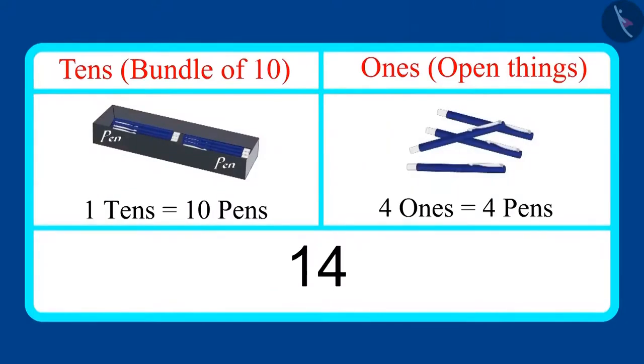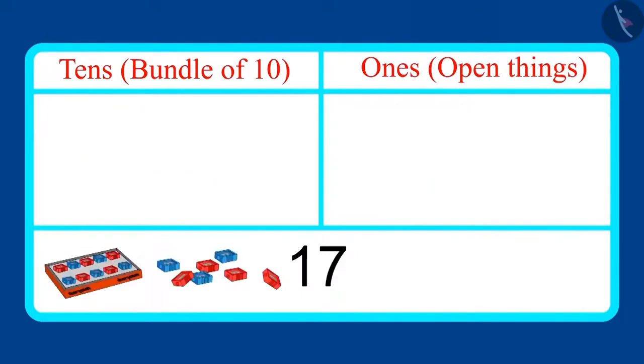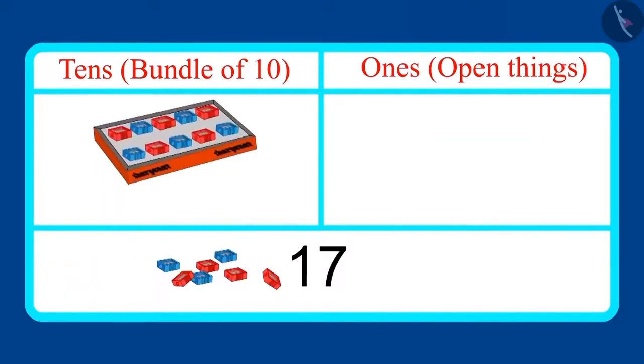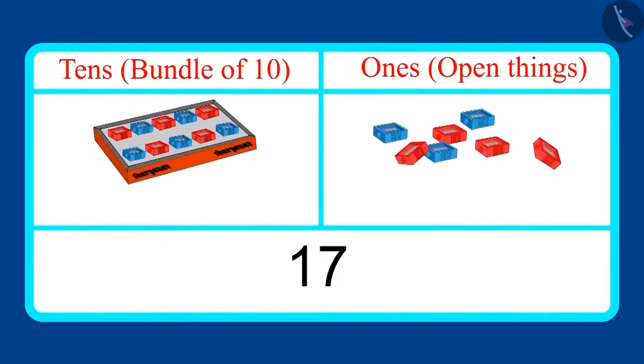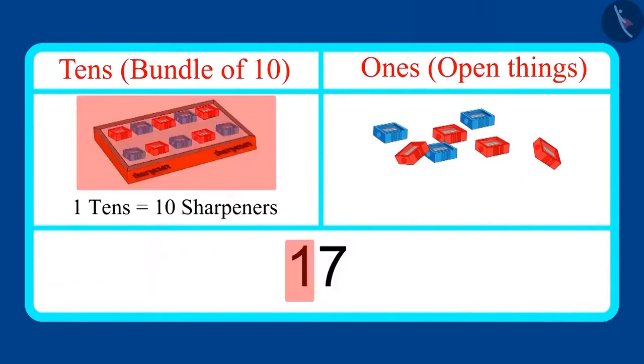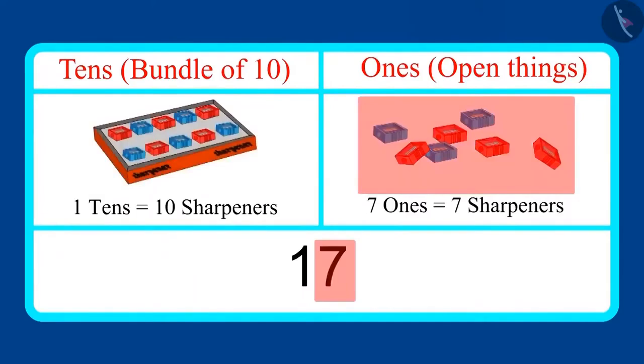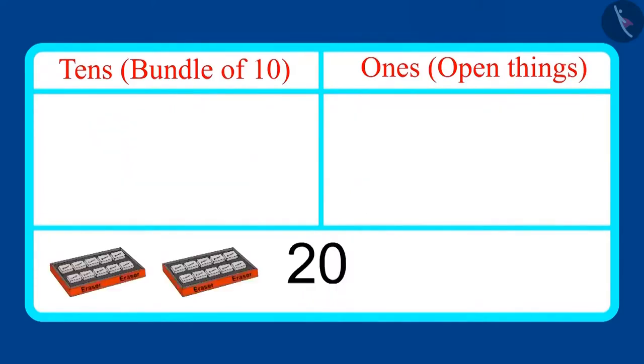Your answer was the same, right? Good! Come on now. Let's look at the number of sharpeners, which is 17. If we make one bundle of 10 in this, then 7 more sharpeners remain, which means it has 1 ten and 7 ones.